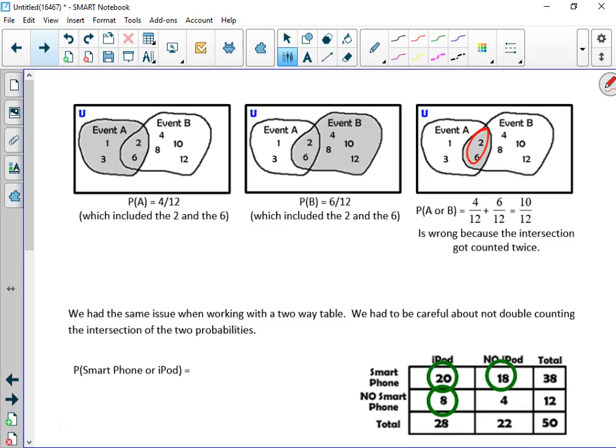So remember I talked about in the previous video how you can also subtract out the doubles? Well, what's the probability of the middle? 2 out of 12. If we subtract 2 out of 12, what do we get? 8 out of 12, which I already said was the correct answer.